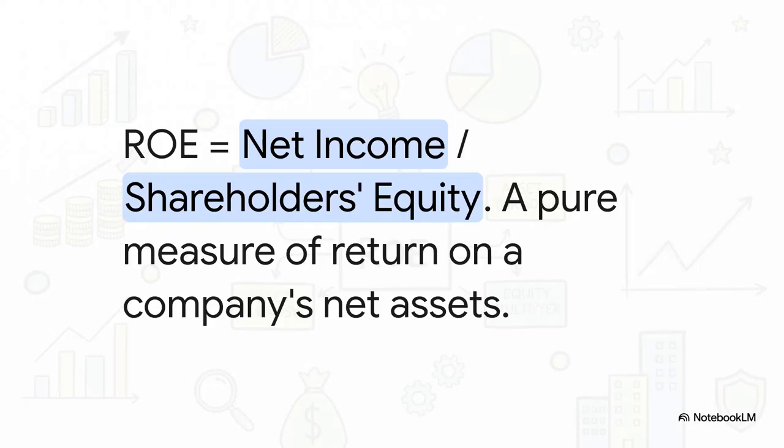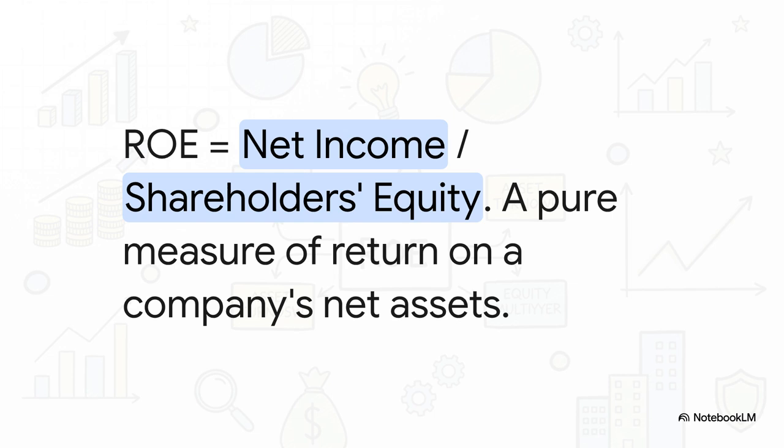And here's the formula. It's beautiful in its simplicity. Net income divided by shareholders' equity. Now, let's quickly break this down. Net income isn't just revenue. It's the pure profit left over after every single expense, interest, and tax has been paid. It's the true bottom line.